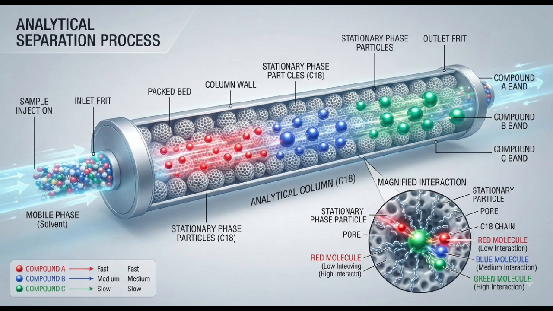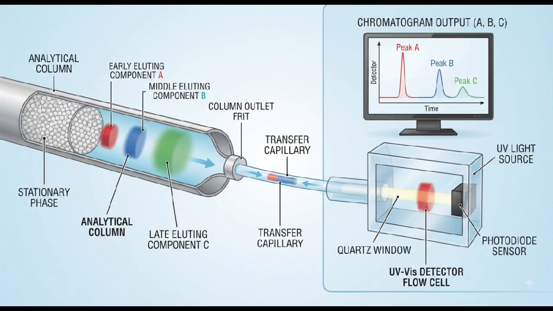Detector. After separation, the individual components enter the detector. The detector measures the response of the compounds as they elute from the column. In pharmaceutical HPLC, UV or PDA detectors are commonly used, although other detector types are also available.